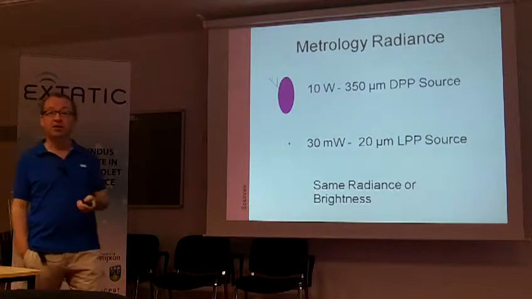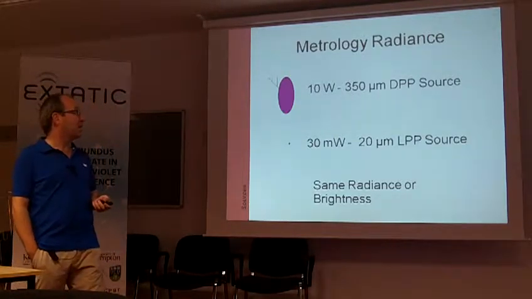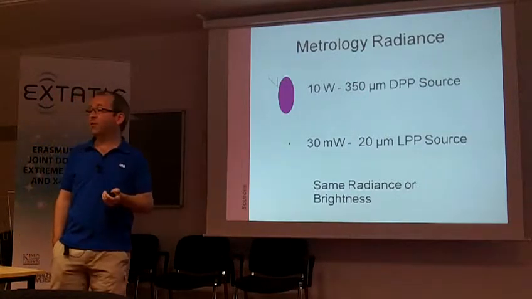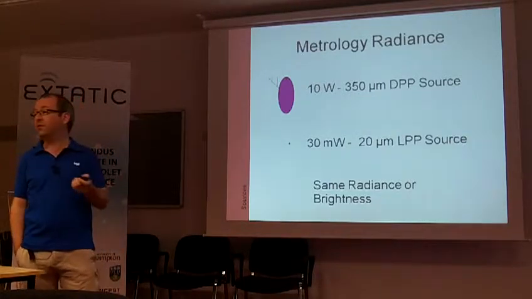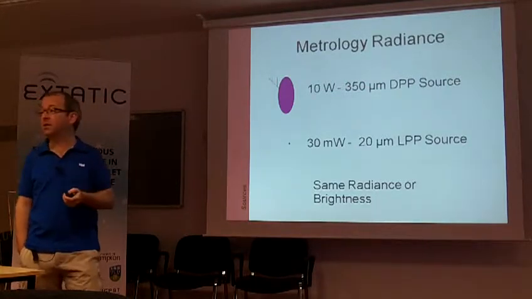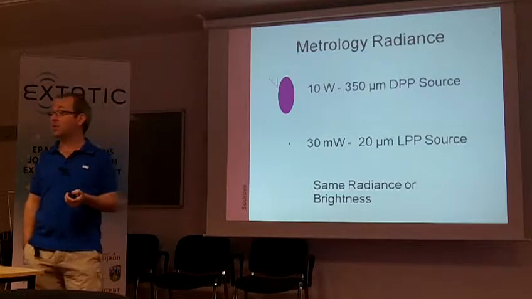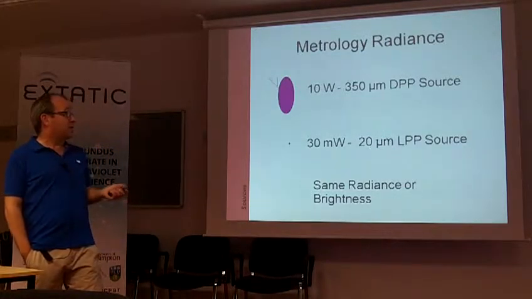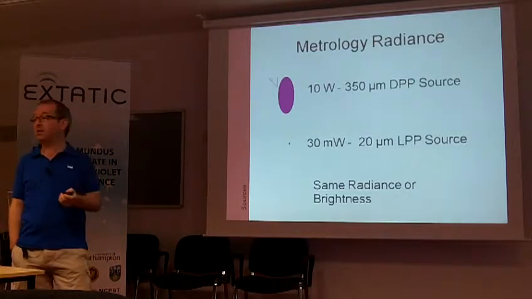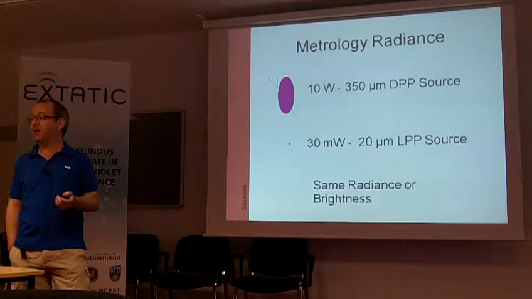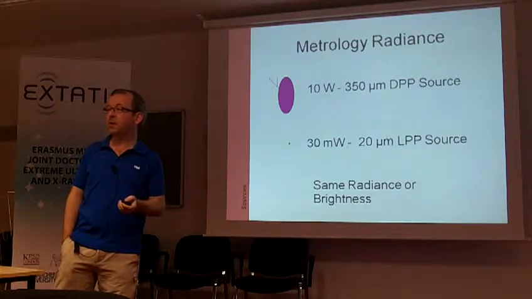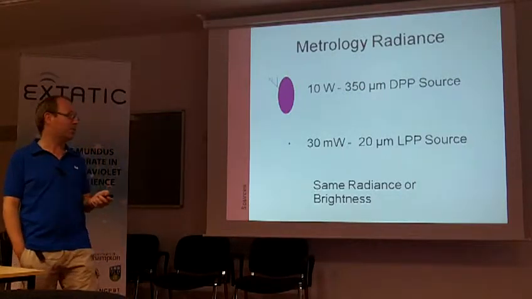So going back to metrology and sources for metrology, typical laser plasma or typical discharge plasmas, like I said, have dimensions of around 350 microns or bigger. And the systems that are currently used in metrology have a power of about 10 watts. If you had a 20 micron laser plasma, you could produce the same radiance from the plasma with a 30 milliwatt source. So you can see that if radiance is the driving force in your imaging system, using a much smaller plasma allows you to produce that same radiance with much less input power.